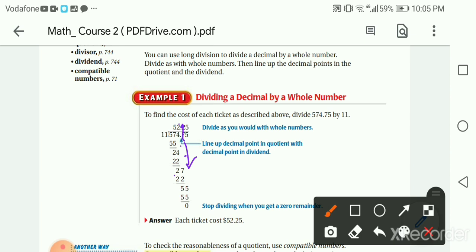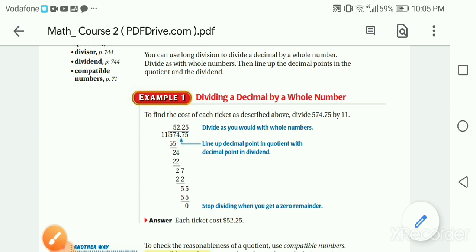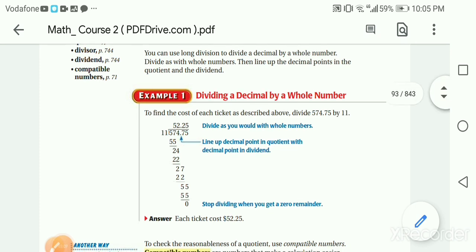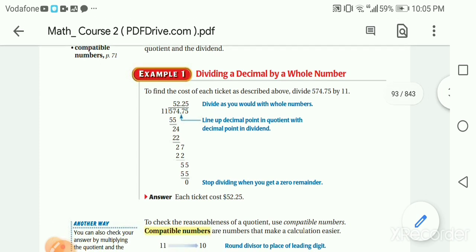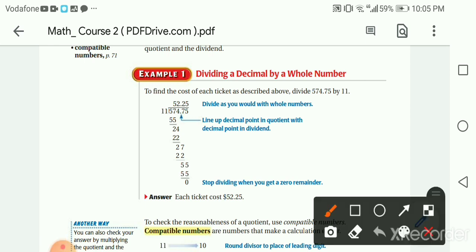So 27 divided by 11 gives me also 2. 2 times 11, 22 also, right? 27 minus 22 gives me 5. Okay, so I have here the 5. This last 5 comes down. So 55 divided by 11 gives me 5. 5 times 11 is 55, and 0 after subtraction.